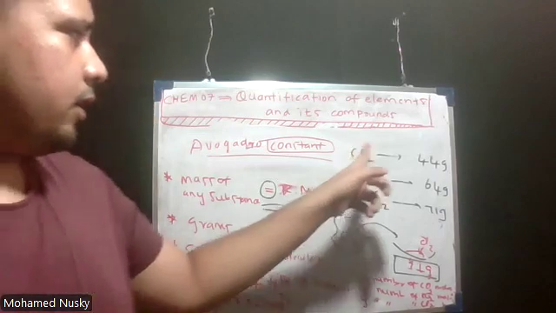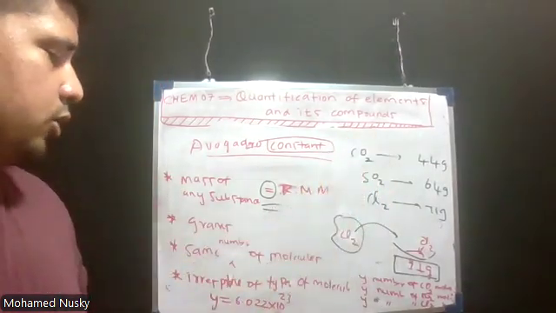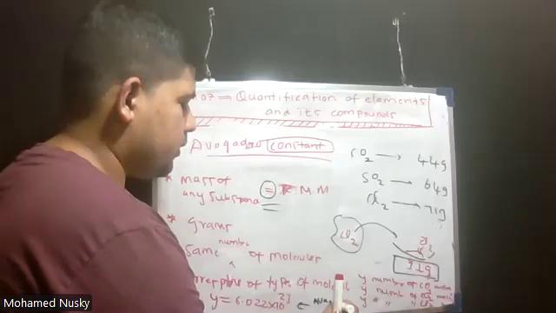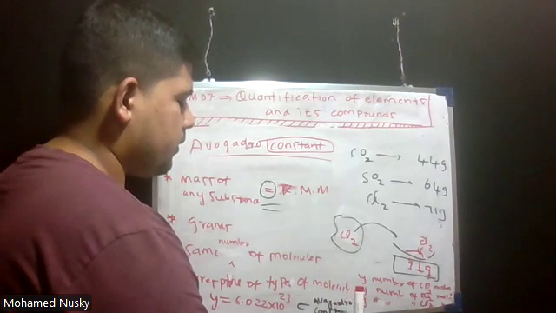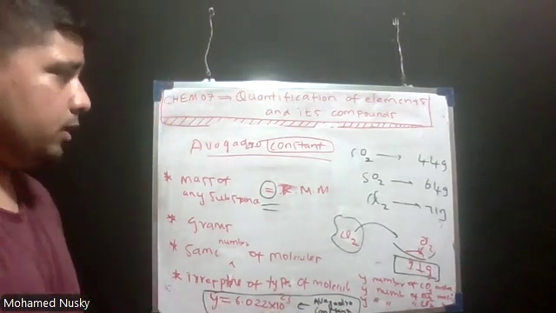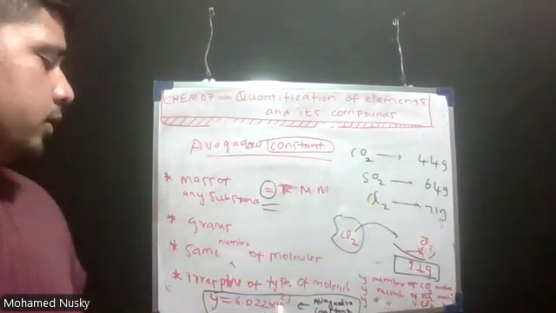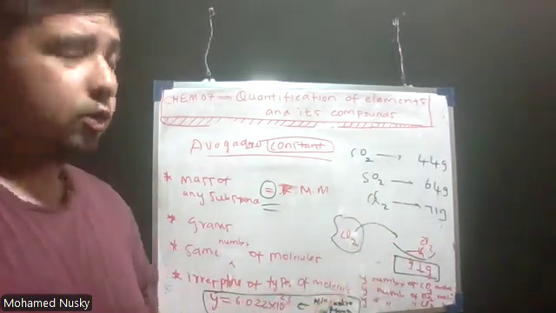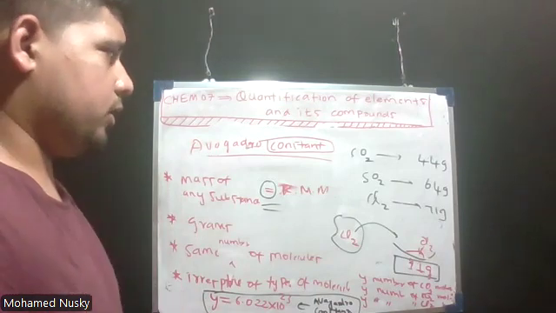So if I take 44 grams of CO2, what is the number of CO2 molecules? That is 6.022 into 10 to the power 23. What is it? That is the Avogadro constant. If I take 64 grams of SO2, how many SO2 molecules? Avogadro constant. If I take 71 grams of Cl2, how many Cl2 molecules? That is the Avogadro constant. I hope you must have got a good understanding of this.